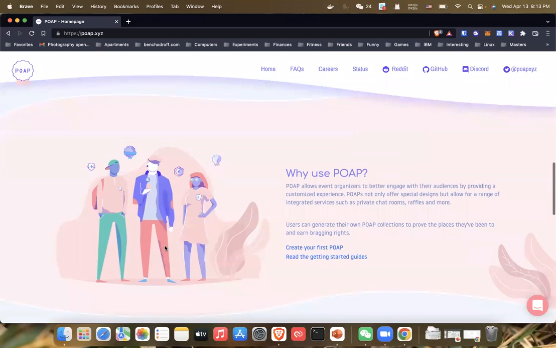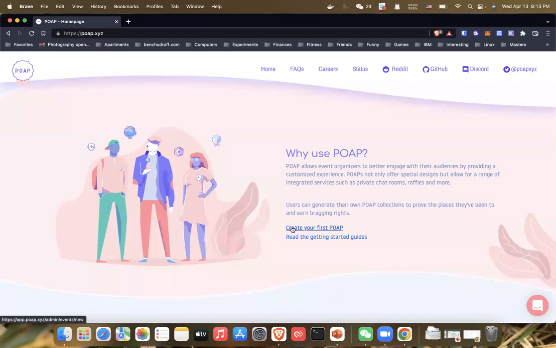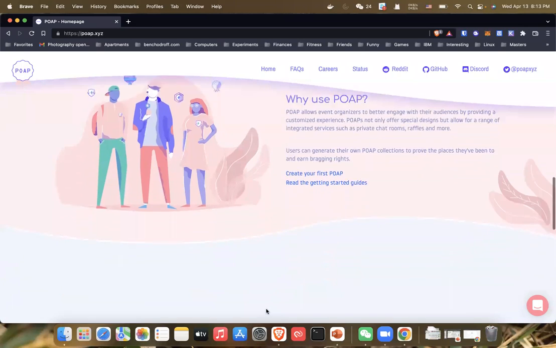You guys can go take a look at this, and it's very simple, in fact, for you guys all to go create your very first POAP events. So if you happen to run events, whether it be at work or through a community organization, and you want to recognize people who are actually showing up to your event, this is kind of a fun way of doing it.